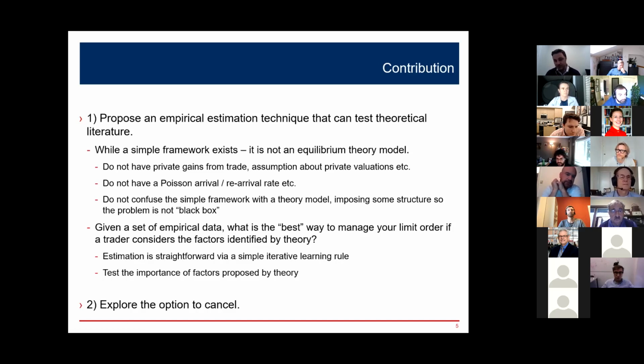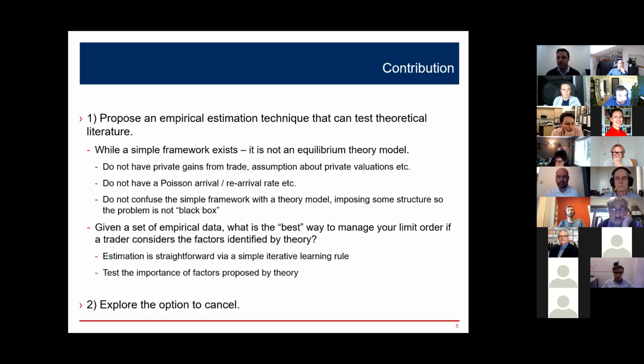I want to emphasize: try not to think of this as some equilibrium theory model. There are no gains from private trade, no assumptions about arrival rates or anything like that. Just think of it as me imposing some structure by way of the ML technique that I use, so that it's not a black box ML and we can tease out what the economic variables are.